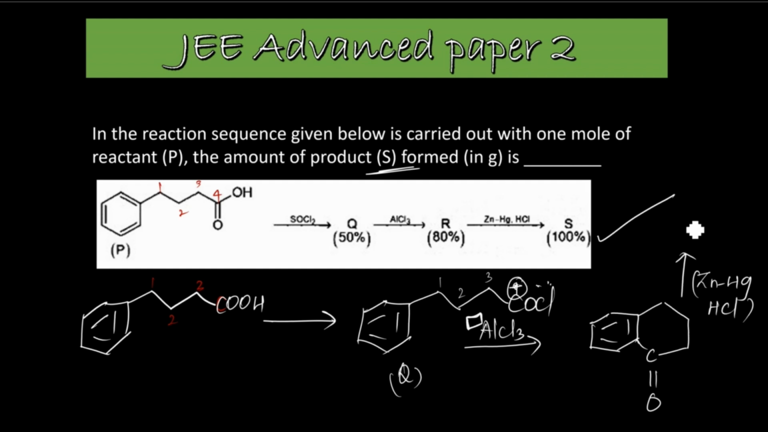So what is this reaction? It is zinc amalgam with HCl. So what will that do? That will give the reduction of the CO group to just a CH2. Okay, that is what our S is.